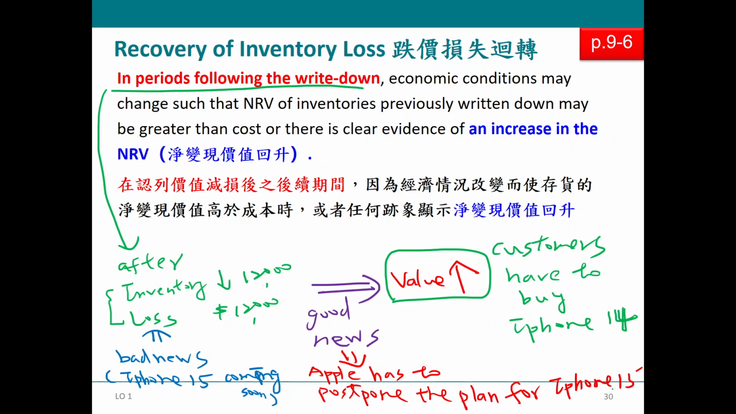Okay, so we talk about that. Before, with the bad news, maybe you admitted you have a loss, but later on, since I got good news, of course I have to record my value increase again. So since your value increased, could we recognize it? Of course, yes, right? So we want to tell them, because of good news, my iPhone 14's value increased again. So you could do that.